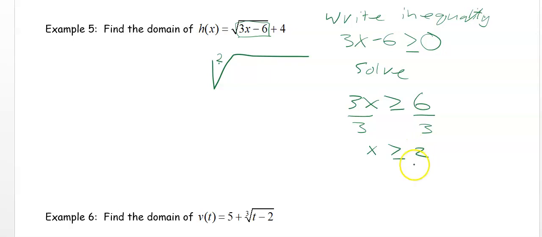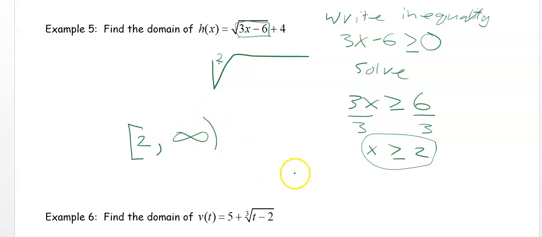So that radical is the only restriction I see. I don't have division by a variable, so there's no possibility of dividing by 0. So x greater than or equal to 2 would be my domain. And in interval notation, that puts a 2 that's included on the left and infinity on the right. So that's when there is an even root.